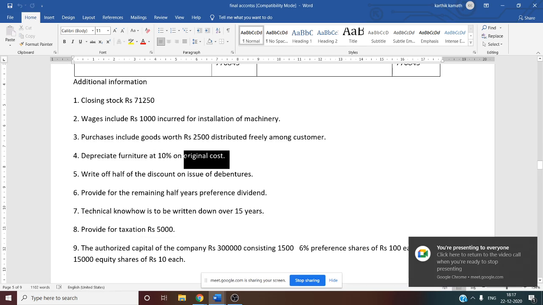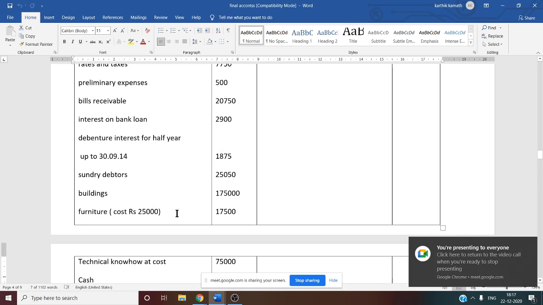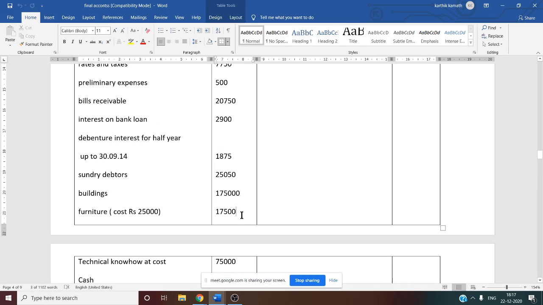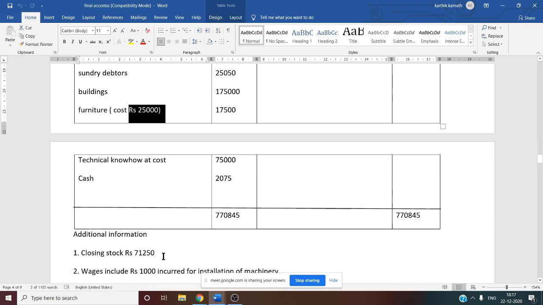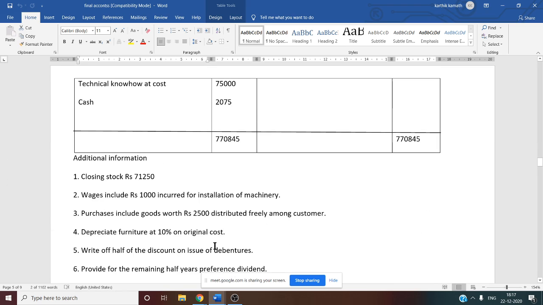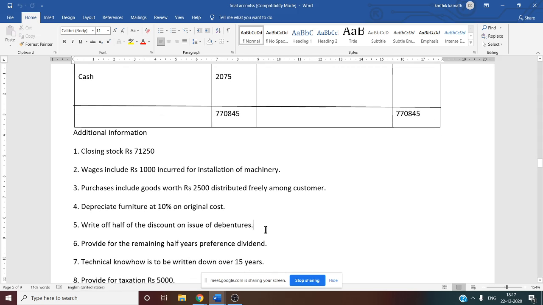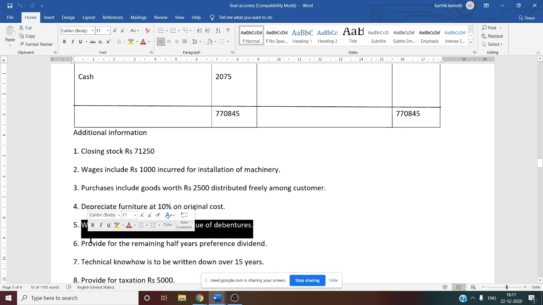Then depreciation on furniture 10% on original cost. If you see the furniture, cost value given 25,000, actual value 17,500, we have to consider cost value for depreciation purpose. Depreciation working note, that is working note number 29, depreciation and amortization expenses. And next thing you have to do, from furniture working note number 11, there you have to deduct depreciation.